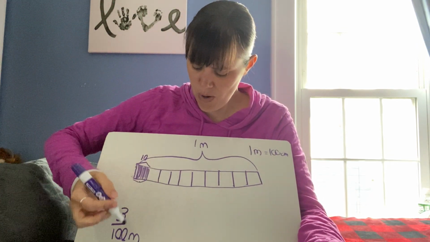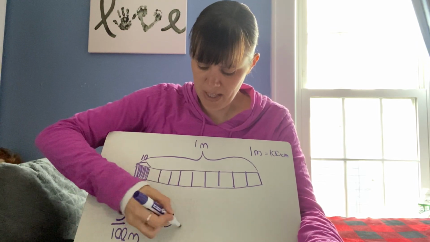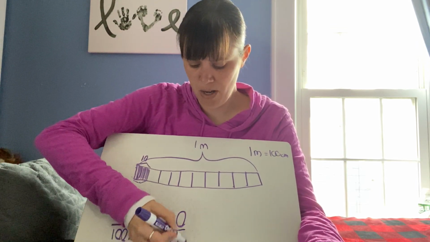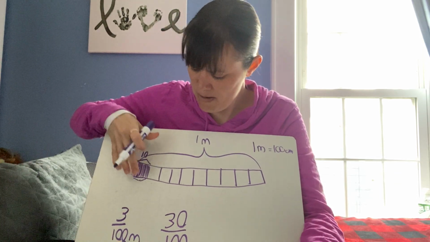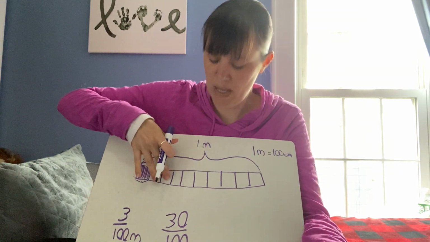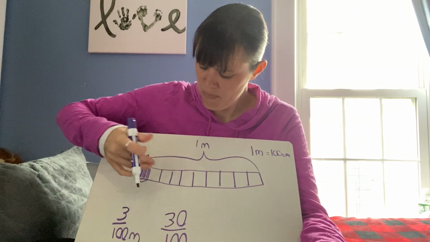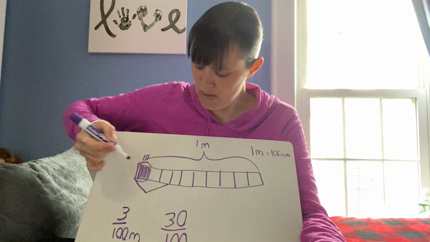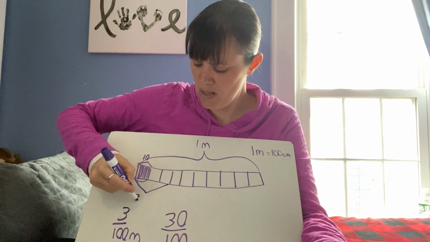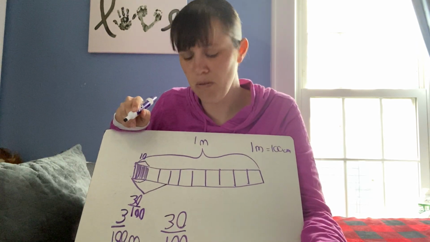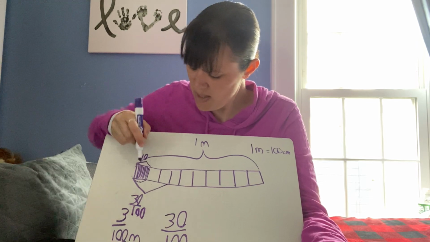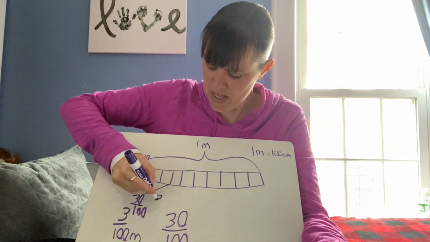But what if it looked like this? 30/100ths. Okay, so that would be 10, that would be 20, that would be 30, right? But if I shaded in all of these to get my 30/100ths of a meter, isn't that 1, 2, 3, isn't that 3/10?